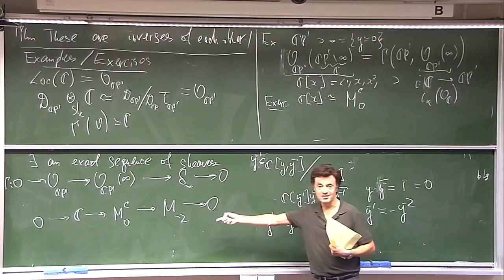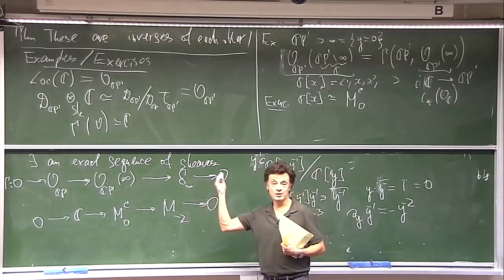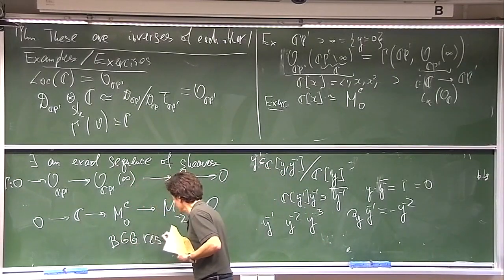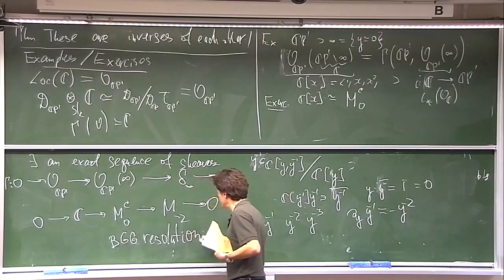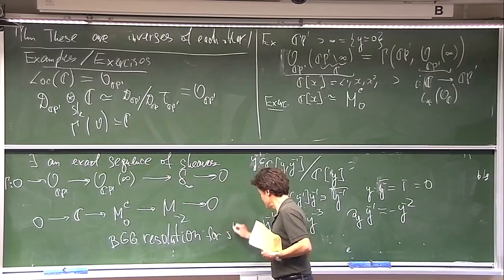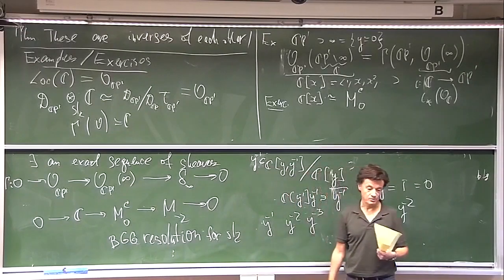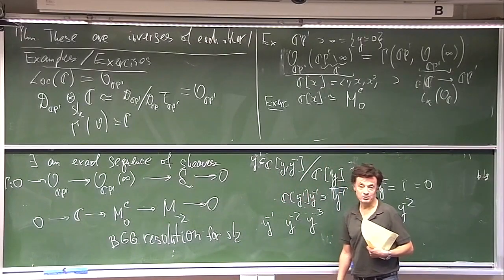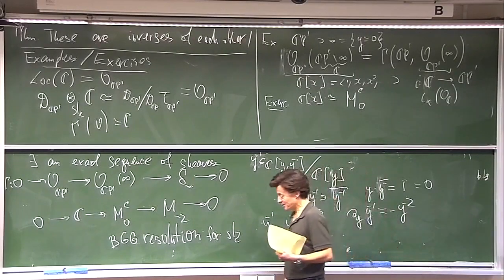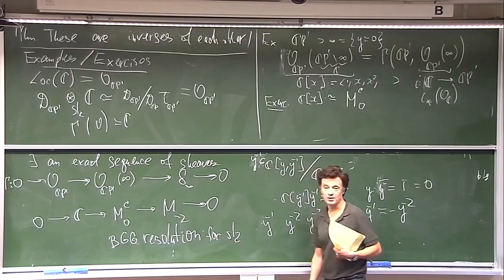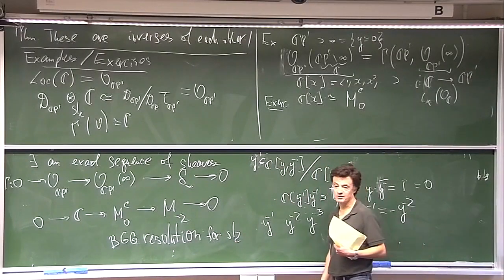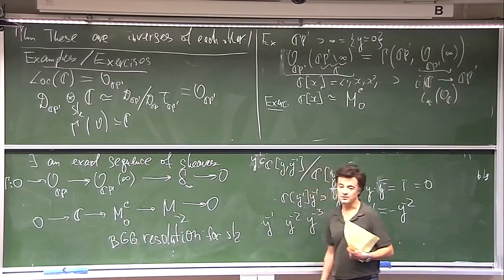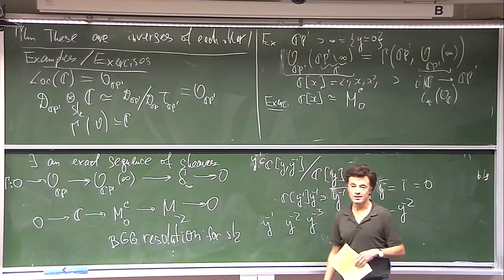Who has seen a picture like that? That's the famous BGG resolution. It's an essential result of representation theory of the old category, obtained more or less for free from geometry. So, this, of course, is a toy example, but it really gives you a feeling as to how this geometry helps in your algebraic questions of representations. Any questions?